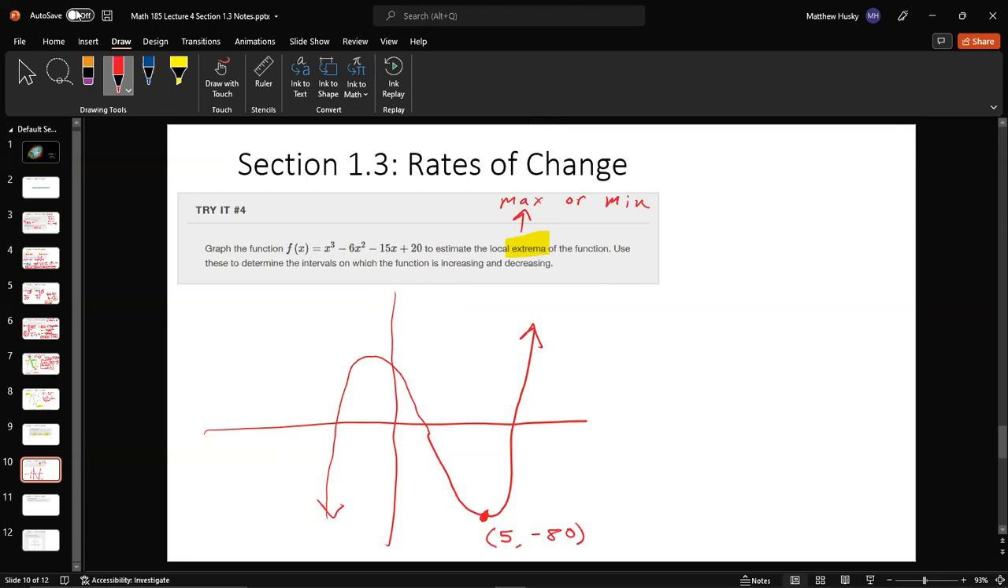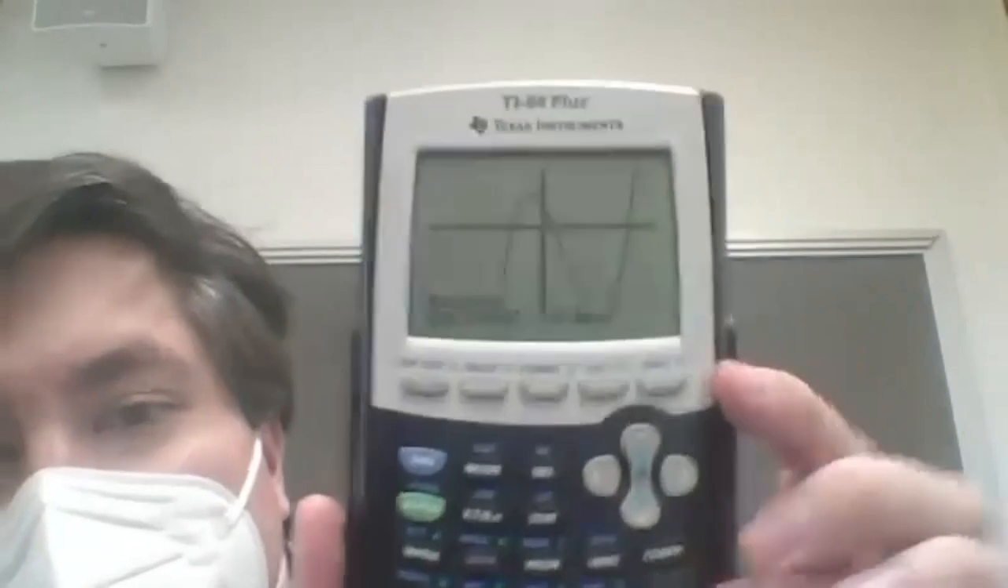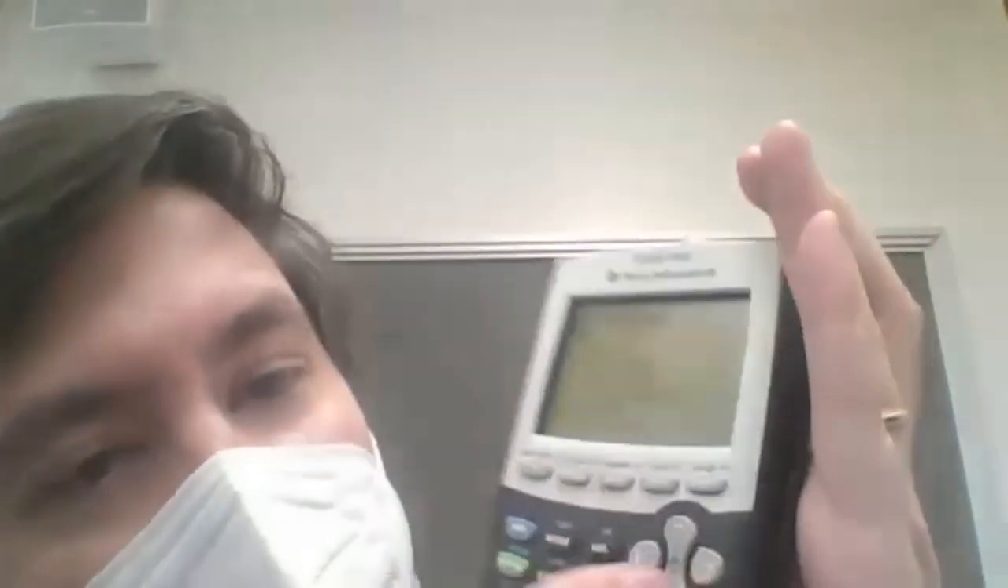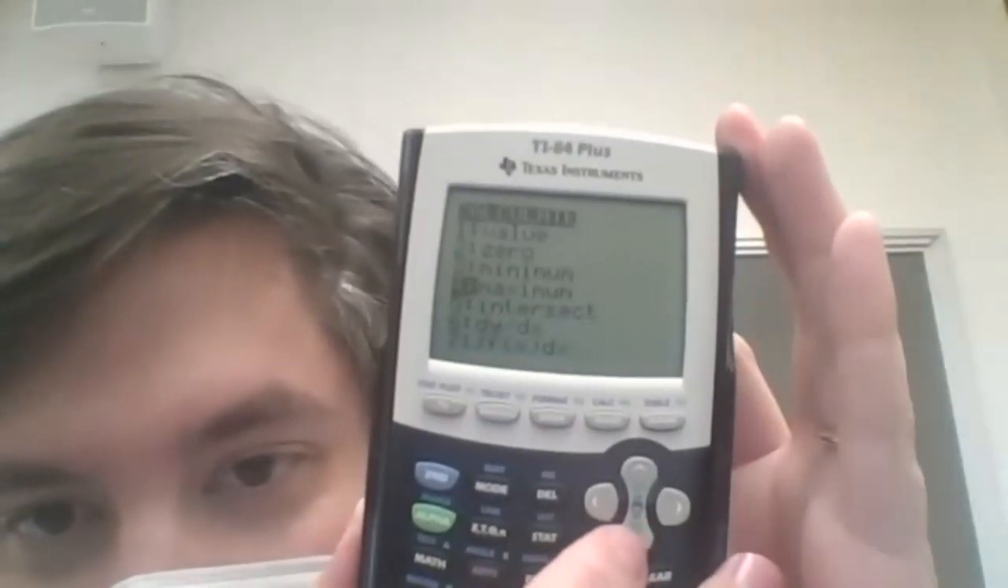And then we're going to do something very similar to what I just did to find the maximum. So again, we're going to go to second and the calc menu. This time we're going to pick the one that says maximum.